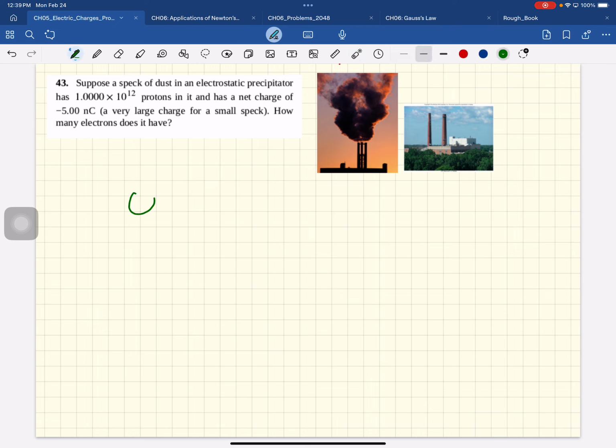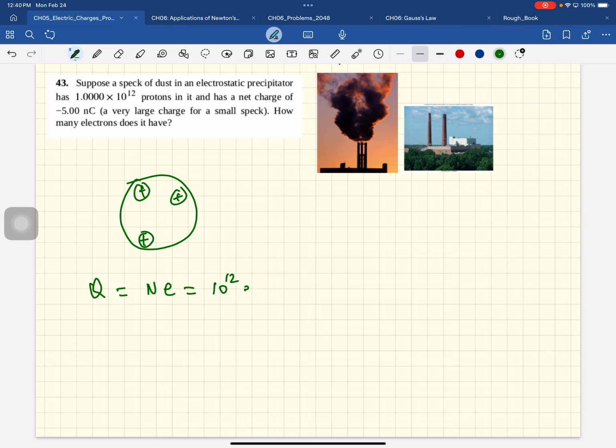Okay, so here it's got multiple, actually a trillion protons. So the charge is n times e. So why do they call it a very large charge on a small speck? These guys want to repel each other. So it's very hard to hold on to such a large charge. How many electrons does it have?